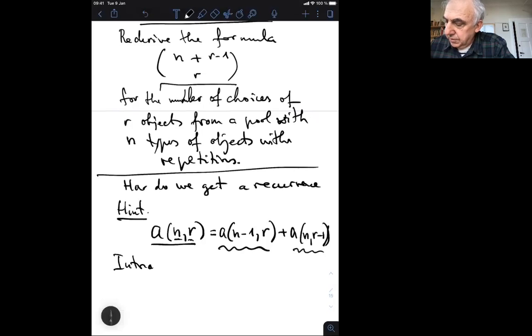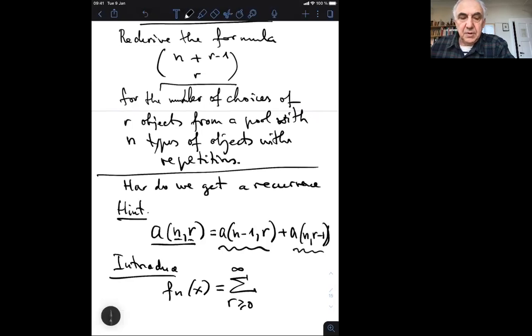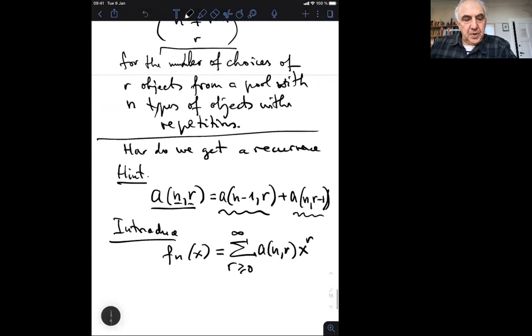generating function f_n of x would be the summation. So we fix n, and we'll be adding with respect to variable r, like this. n is fixed here. So our running variable would be only r, and we'll be summing from 0 to infinity a_{n,r} x to the power r.